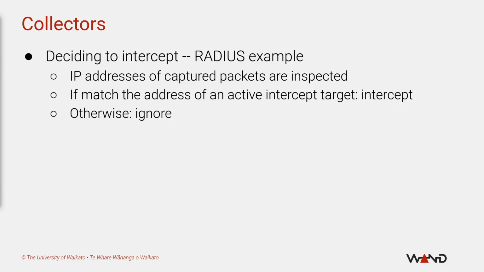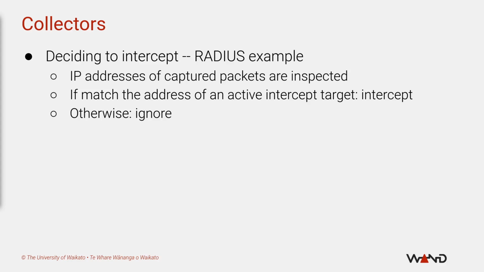Using that Radius state, the collectors can now make decisions about whether a captured packet should be intercepted or not. Again, the overall approach is reasonably simple. For each captured packet, the collector will examine the source and destination addresses in the IP header. If either of those addresses matches an address that has been assigned to a user who is an intercept target, then we can intercept the packet. If not, then the packet can be safely ignored by the OpenLI collector.